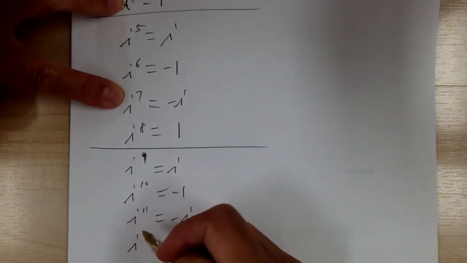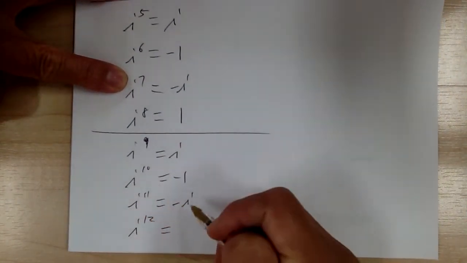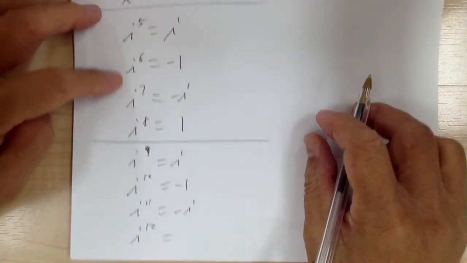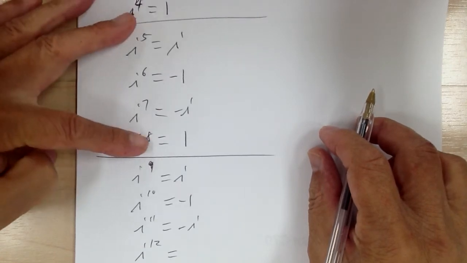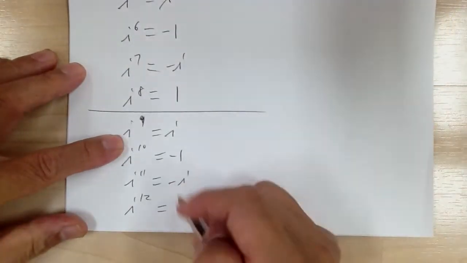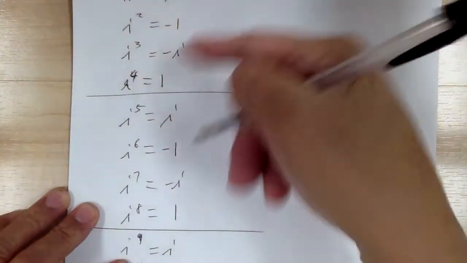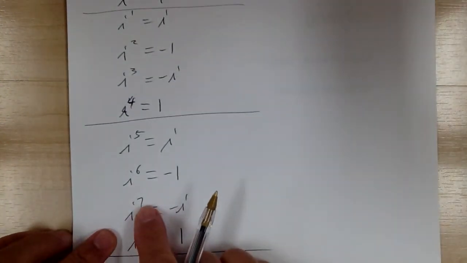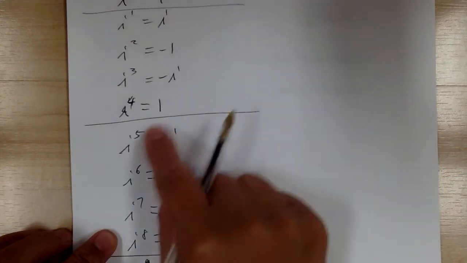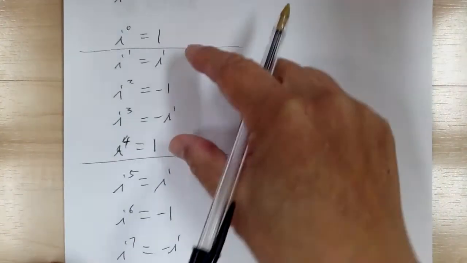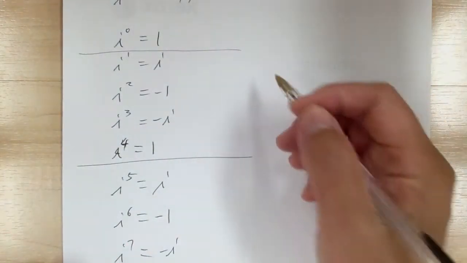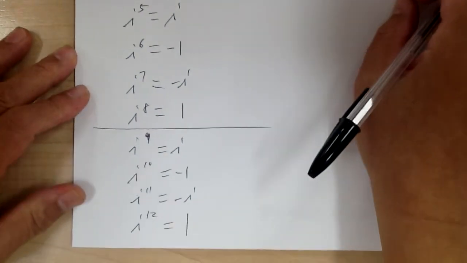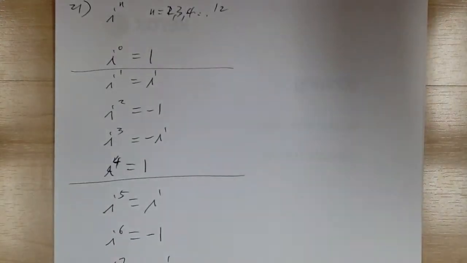And i to the 12 would be i to the 4 times i to the 4 times i to the 4, so it gives you 1. So you can see the pattern goes in a cycle of 4. Whenever you have an exponent, you just go down by 4, keep going down by 4 until you reach the first cycle, and that's it. Okay, so again, here's the pattern.